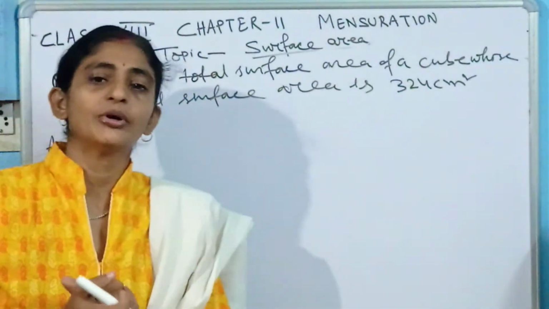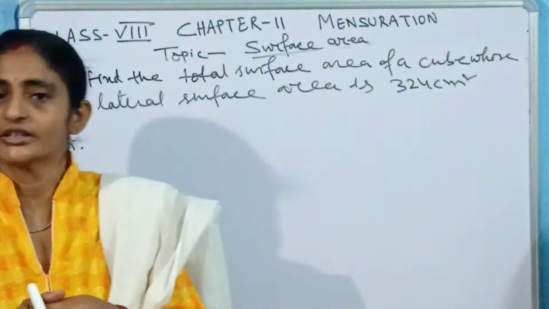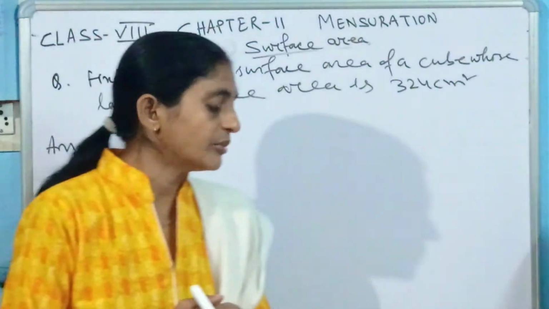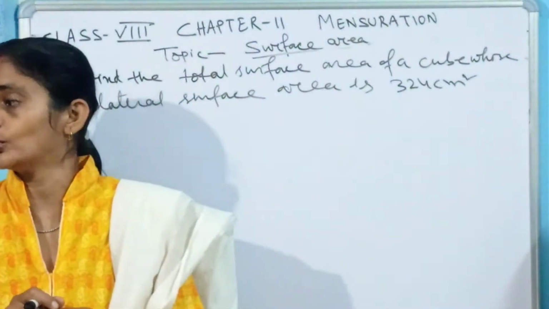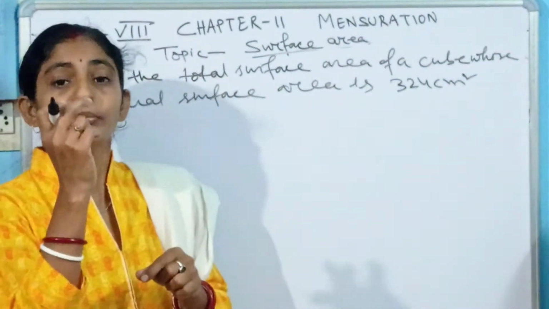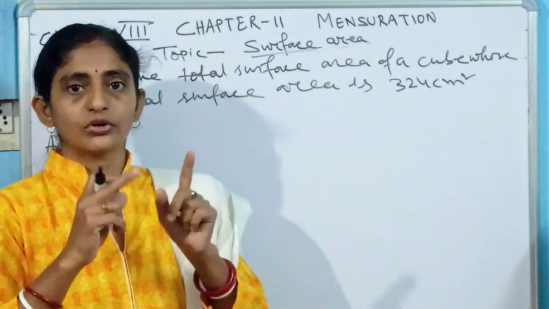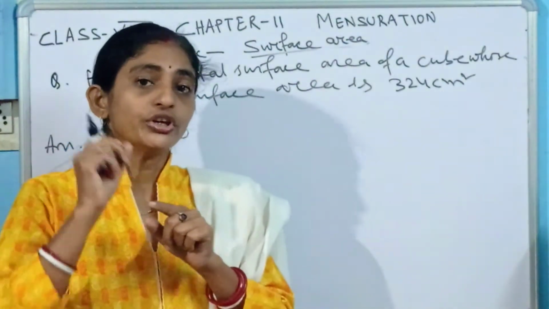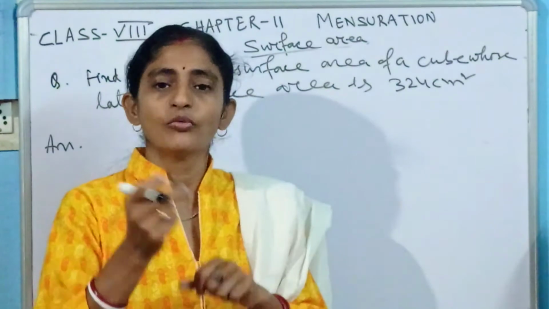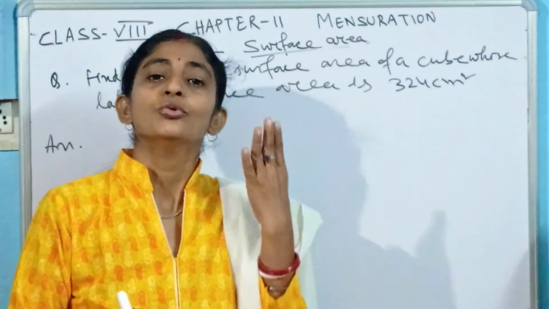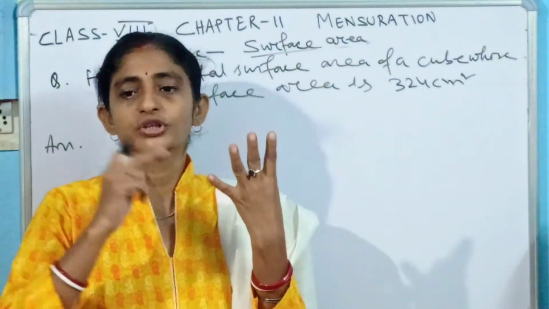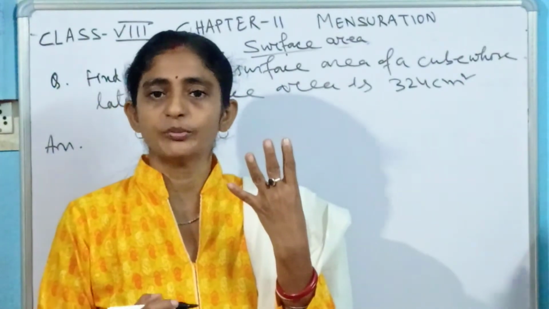First, let's be clear about the lateral surface and the total surface. Lateral surface means what? When we are talking about the lateral surface, that means we will consider only the sides: the two sides and the back and front, not the top and base. So excluding the top and base, how many faces are you getting? Here we will get 4 faces. Yes, the two sides and the back and front, these 4 faces will be considered.